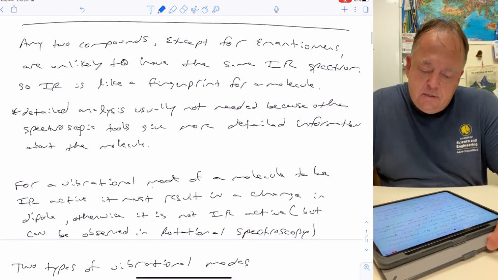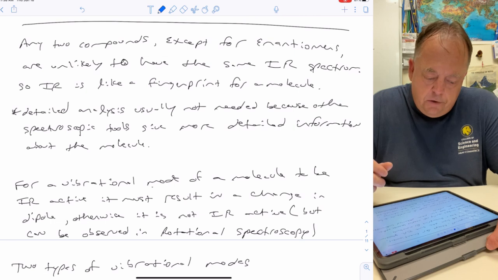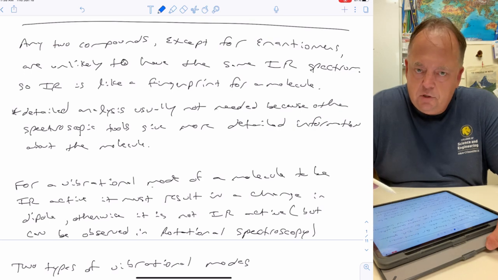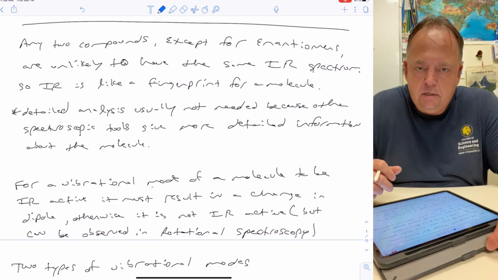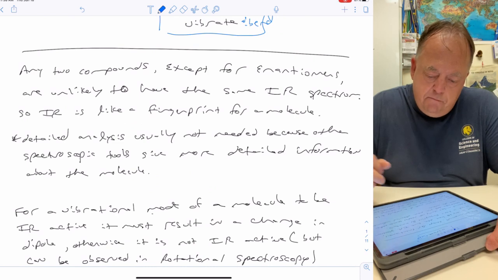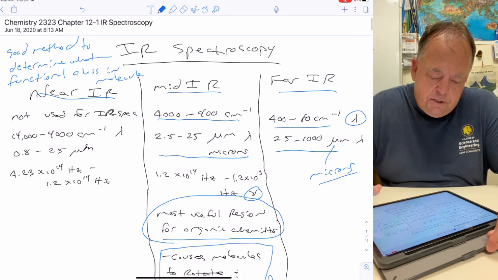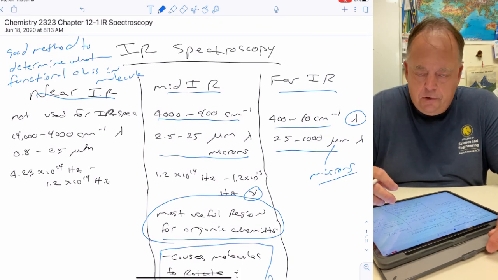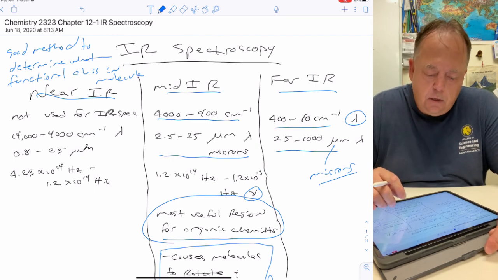Okay, so any two compounds except for enantiomers are unlikely to have the exact same IR spectrum. So IR is like a fingerprint for a molecule. A detailed analysis is usually not needed because there are other spectroscopic tools like NMR that we'll talk about soon that give more detailed information about the molecule. But IR is a pretty simple technique to use. In 5 minutes, you can record an IR spectrum of your molecule, and it'll give you important information like what functional classes are in your molecule. Does it have a C double bond O, an alcohol, or an amine, and so forth?